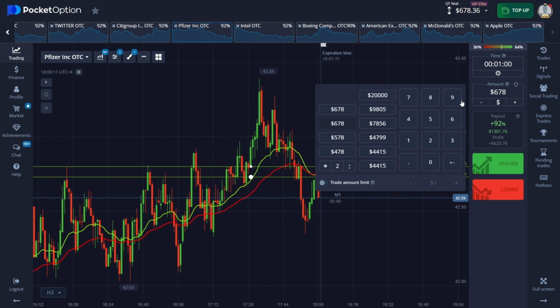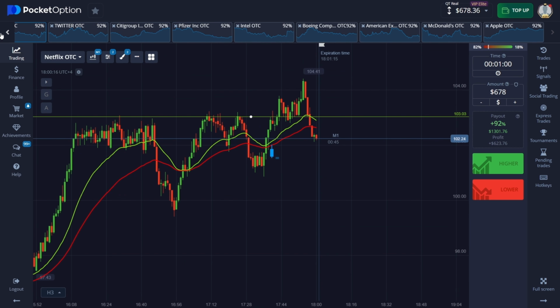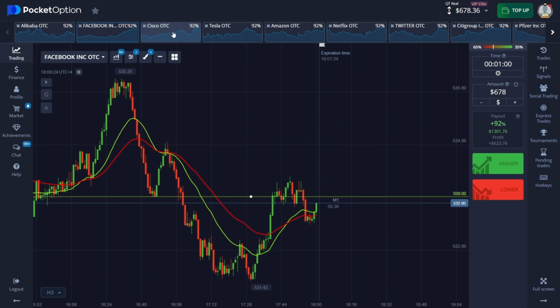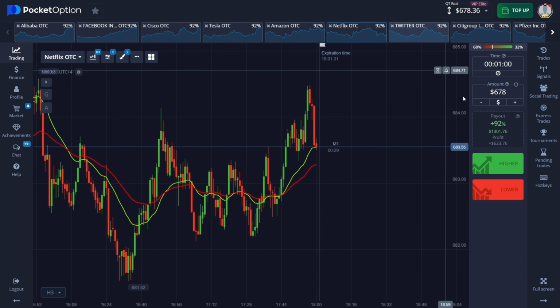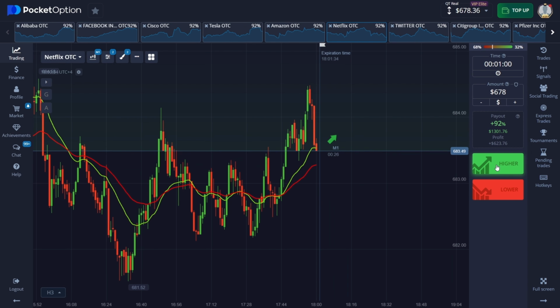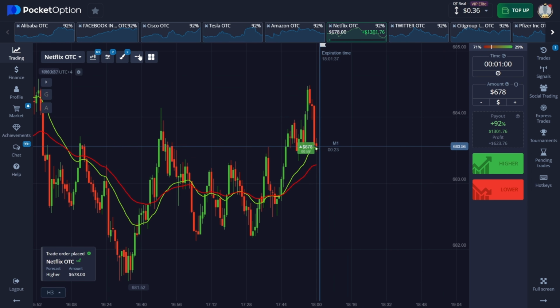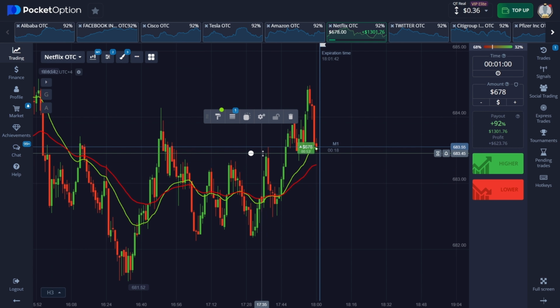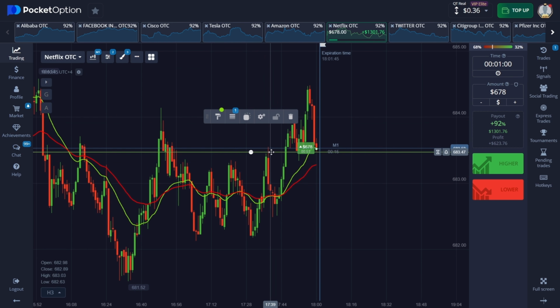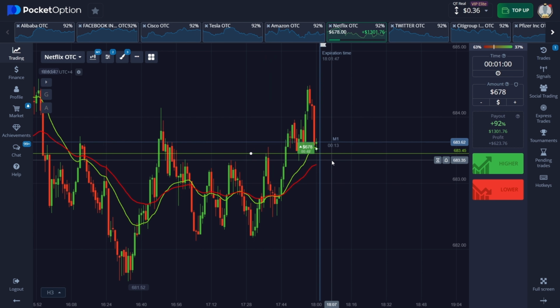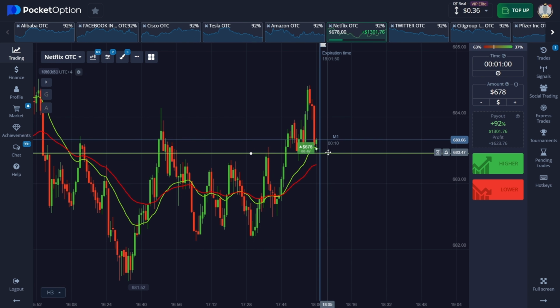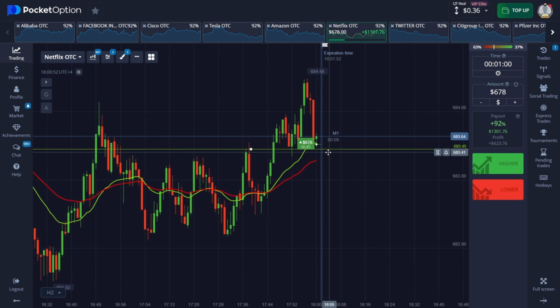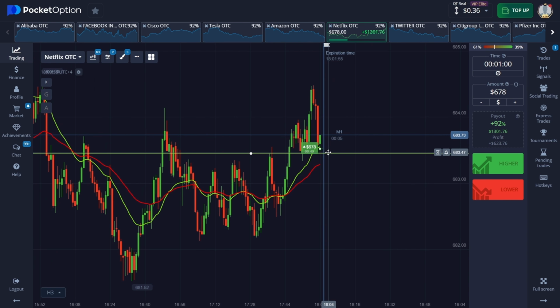Let's find a trade for $678. Here we have a trade on Netflix OTC for an upward move. I placed a trade for the upward move on Netflix OTC worth $678 because there was a good support level and a moving average. That's why I took this trade for the upward move. The candle is currently in our favor. Let's see if we can win this trade or not. The reasons for this trade are the support level and the moving average. Our moving average settings are EMA 25 green and EMA 50 red.